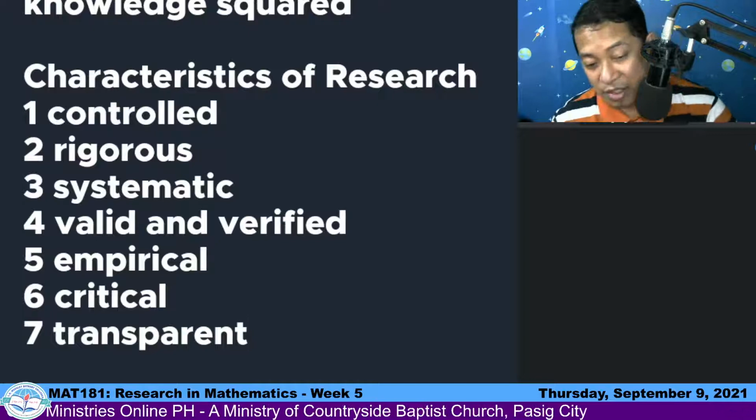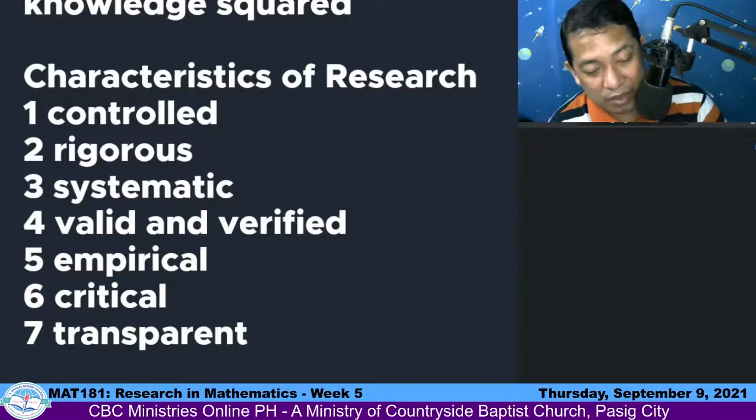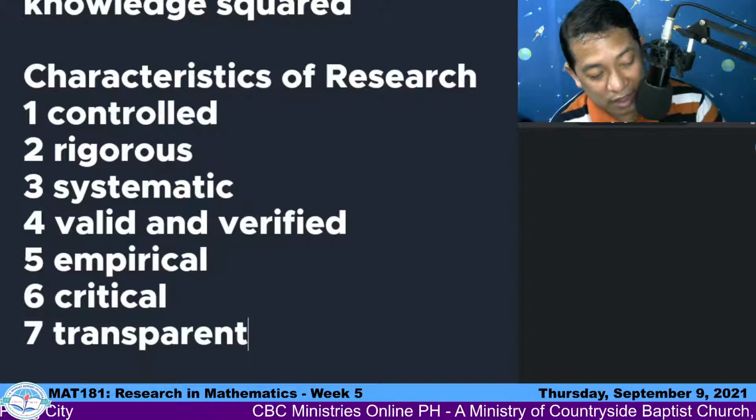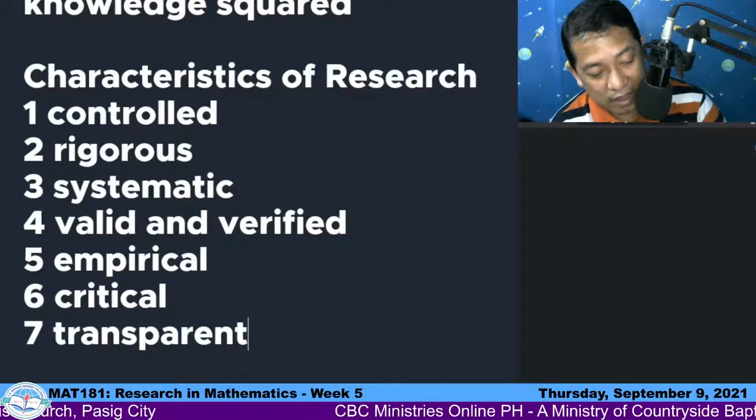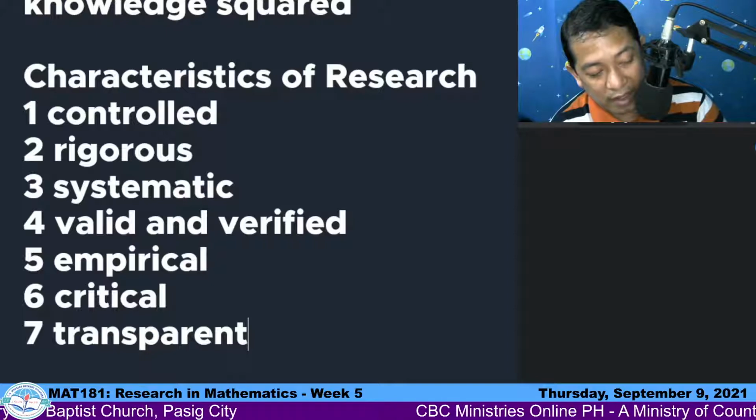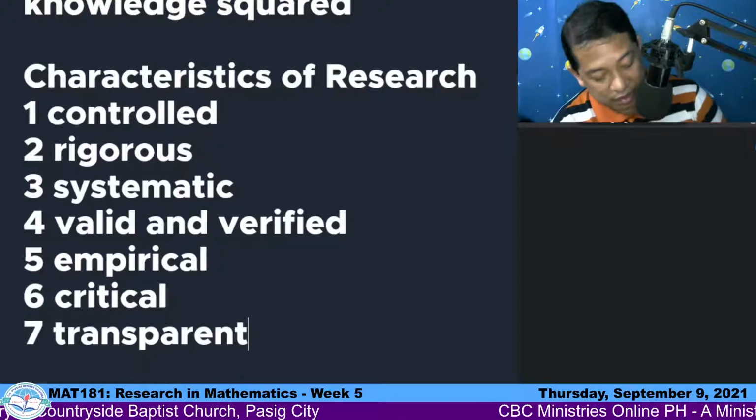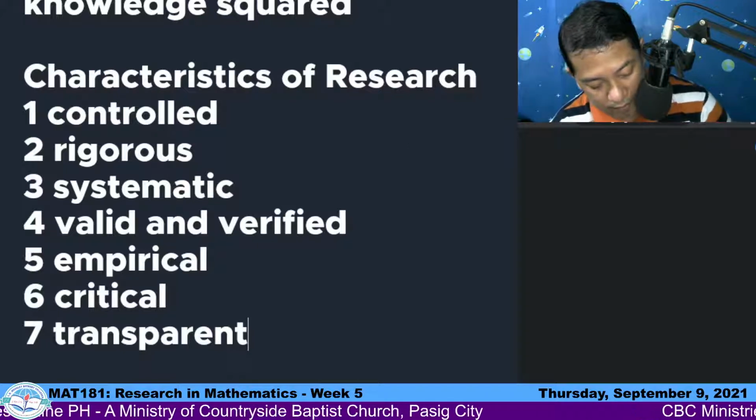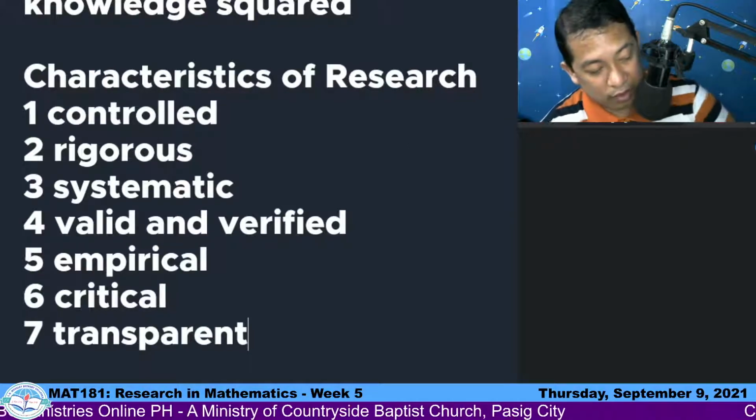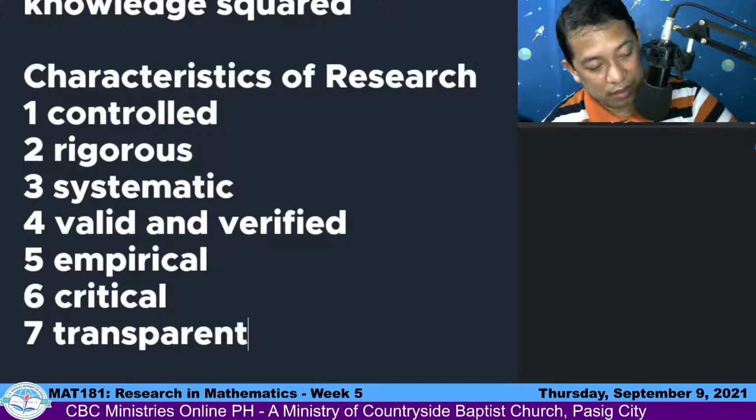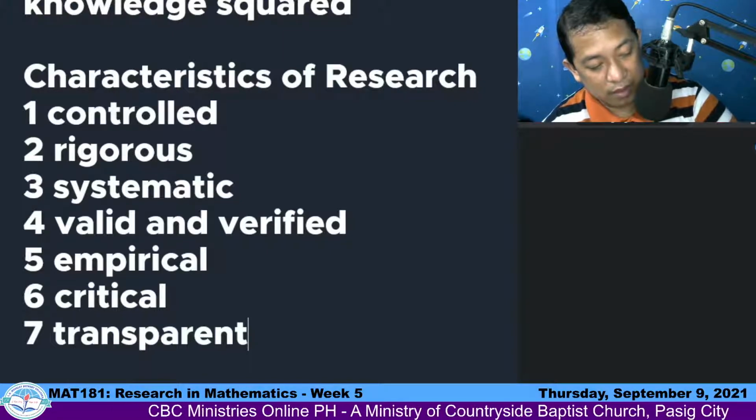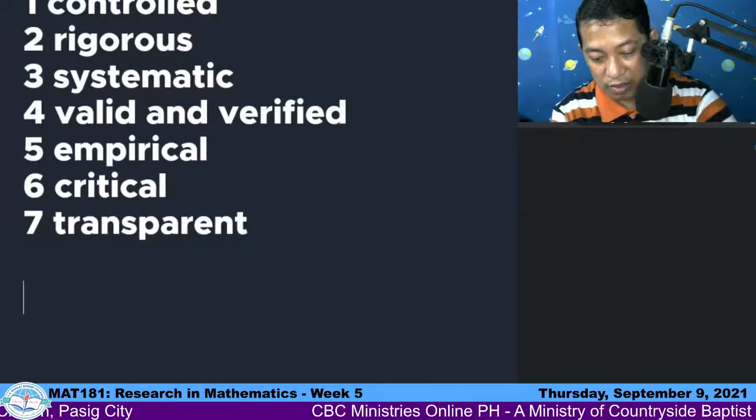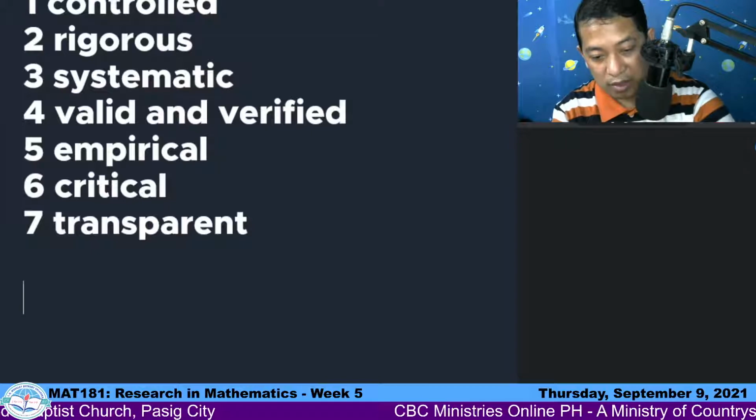Kasi yung researcher's idea yung nandun, no? Yun ang minimize natin yung danger ng personal interpretation rather than just being transparent to the result of your research. Alright. So the use of research, so we have usage, no? So I think medyo okay na tayo. Sige.